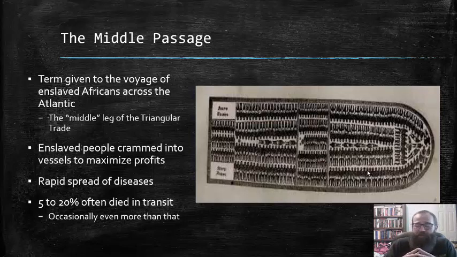Of course, these conditions on these ships were completely unhealthy, completely unsanitary, which led to a rapid spread of disease on these ships. 5 to 20% often died in transit, and occasionally even more than that. This was considered a regrettable but acceptable amount of loss to the merchants that plied this trade, mainly due to the extreme profitability of it. They can make up that loss in the profits that they actually received from those that did survive the voyage across the Atlantic.